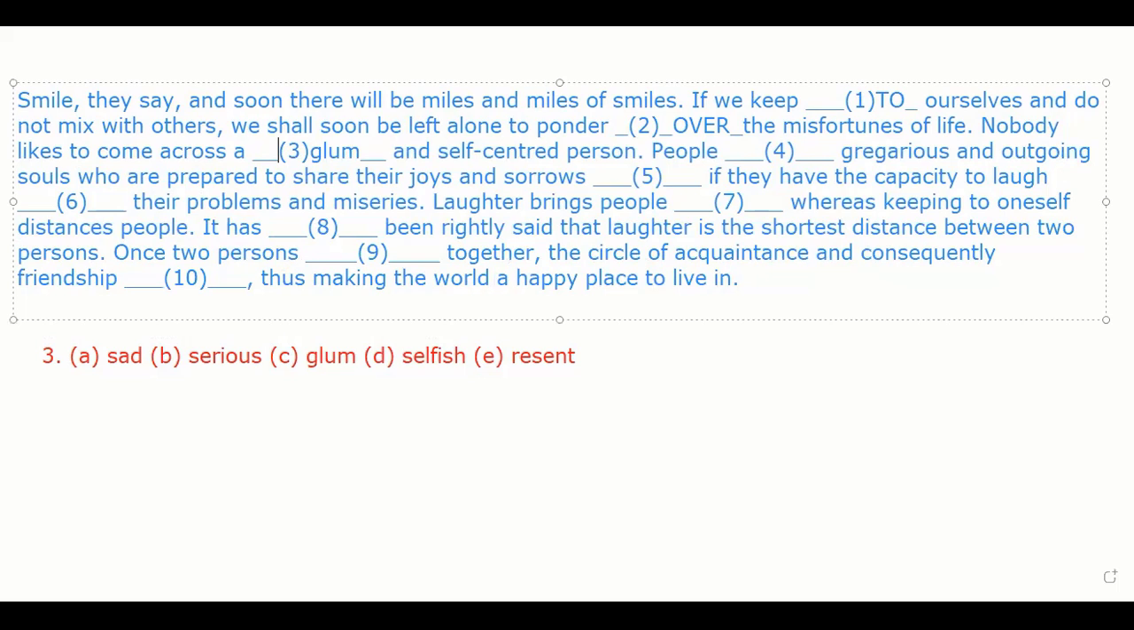Serious also, we're not talking about whether a person is jolly or serious. Yeah, it's also very close. Sad is the next closest, but glum is where we also put the idea of a person who keeps more to himself or herself.